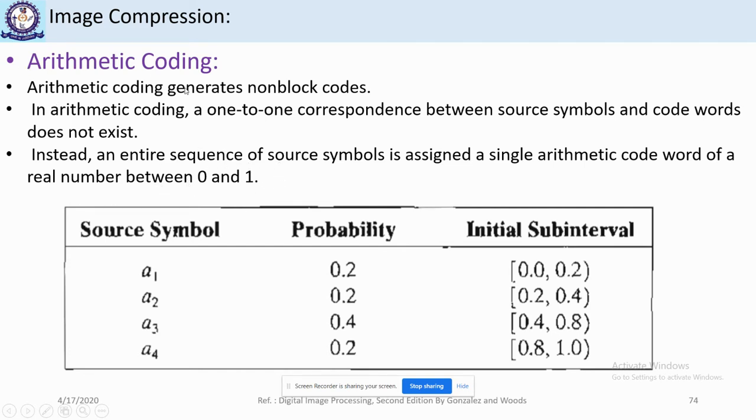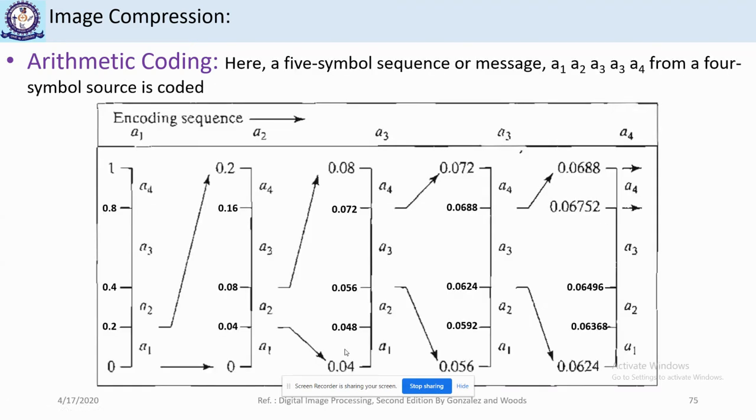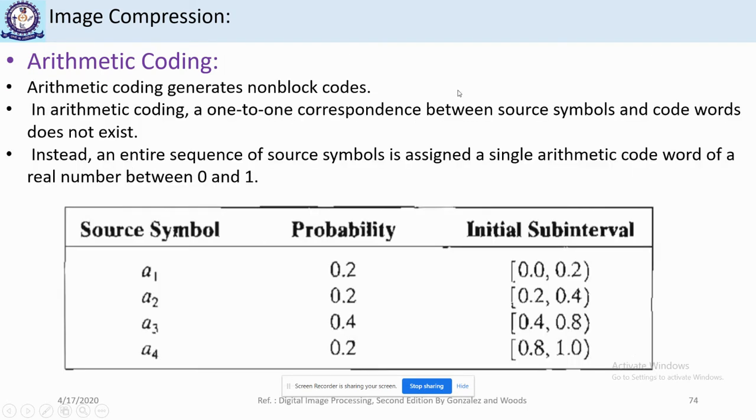So how do we do arithmetic coding? Let's look at it with an example. Suppose we have a source which has four symbols A1, A2, A3 and A4. The probability of occurrence of each symbol is 0.2, 0.2, 0.4 and 0.2. Now suppose we want to use arithmetic coding to encode the sequence of symbols A1, A2, A3, A3 and then A4. These are the five symbols we want to encode, and we have these four symbols with these probabilities of occurrence.